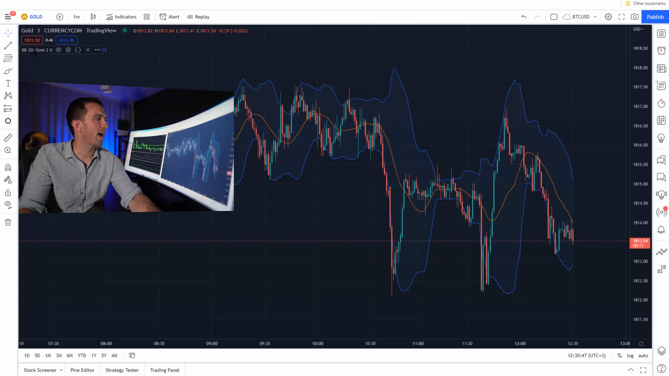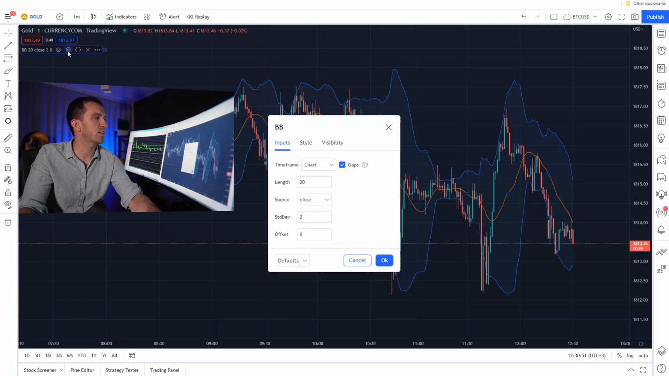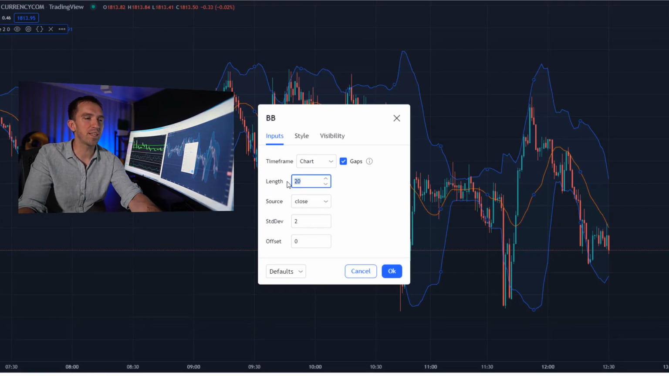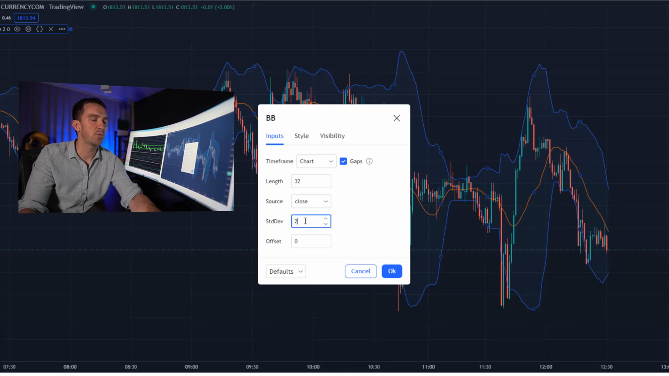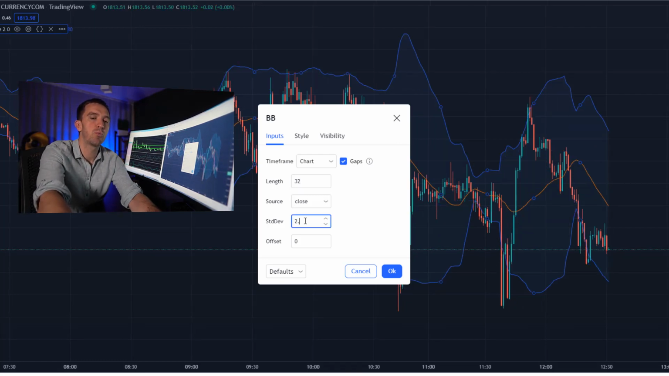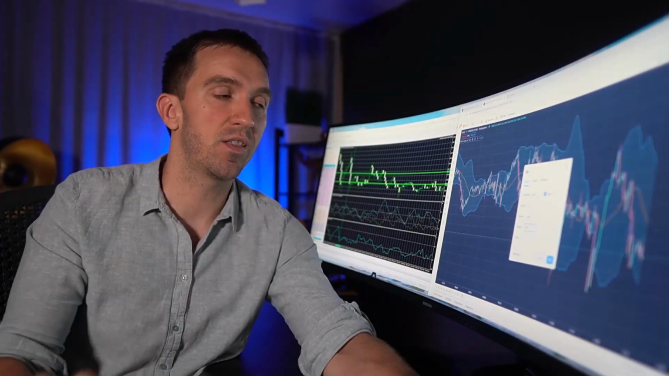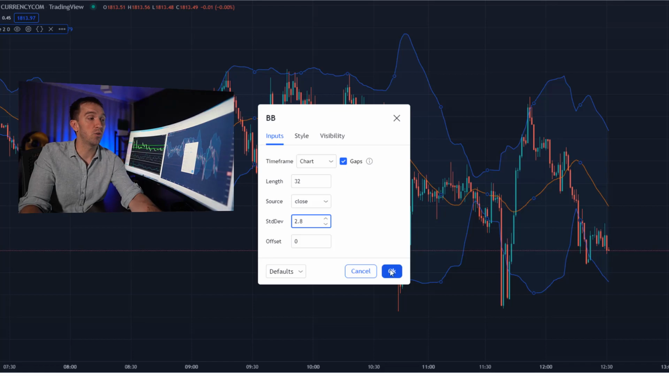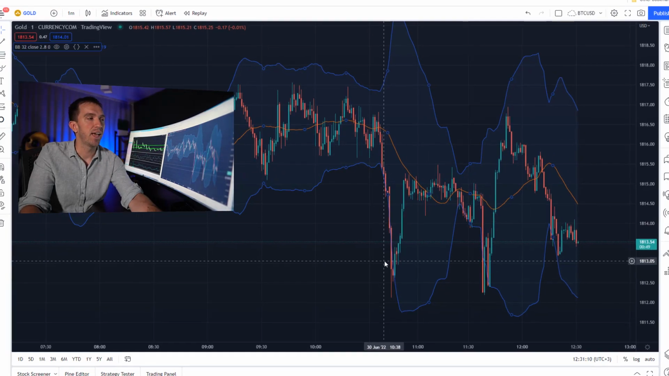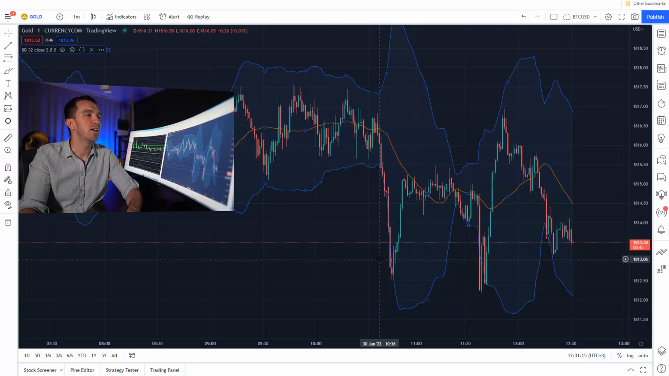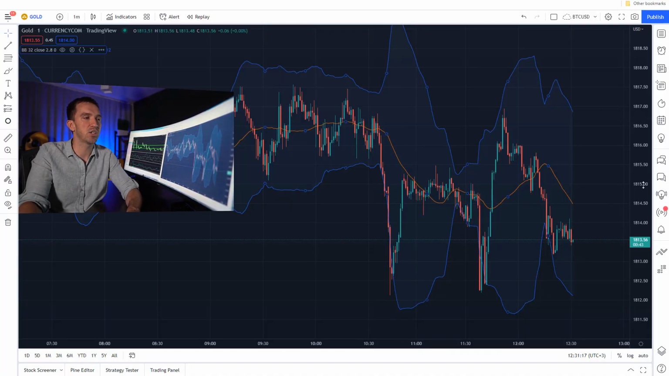Now by default we have period of 20 and deviation 2, but I will click on the settings and I will change from 20 to 32, and the deviation I will change to 2.8. Okay, later I will show you how I know exactly that these are the best parameters. So I will click on OK, and you see that the Bollinger Bands just open a little bit. This is because the deviation is higher.